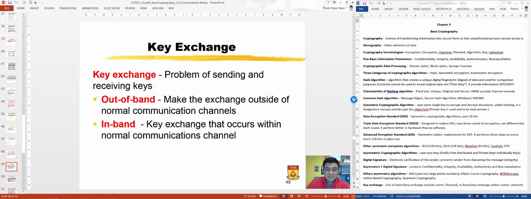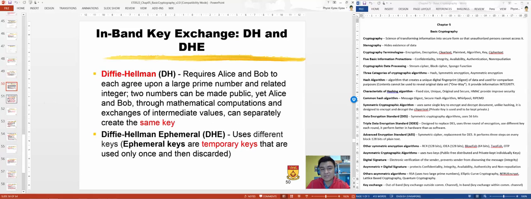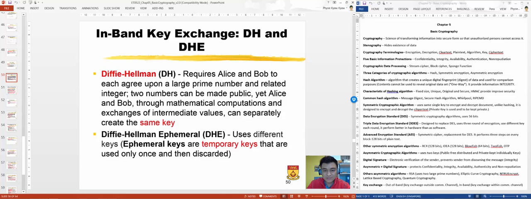Next, let's talk about key exchange. How can we do the key exchange? Now we're talking about the public key. How do we exchange the key? Out of band: we make the exchange outside the normal communication channel. I can pass a key to Bob or Alice outside my communication channel, for example by making a phone call and providing them the key. Or in band, which means the key exchange happens within the normal communication channel. People cannot see it; it just happens during the transmission. One common in-band key exchange is called Diffie-Hellman, which requires Alice and Bob to agree on a large prime number and a related integer.